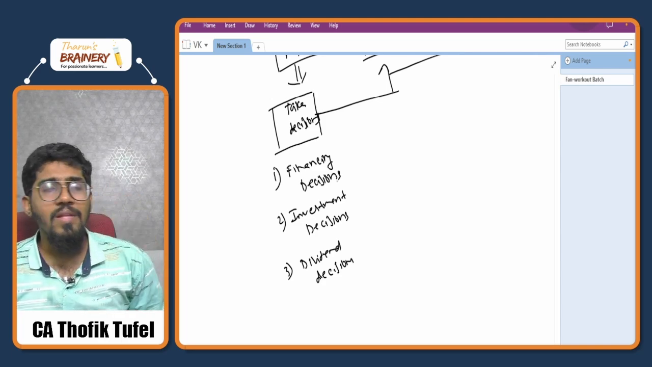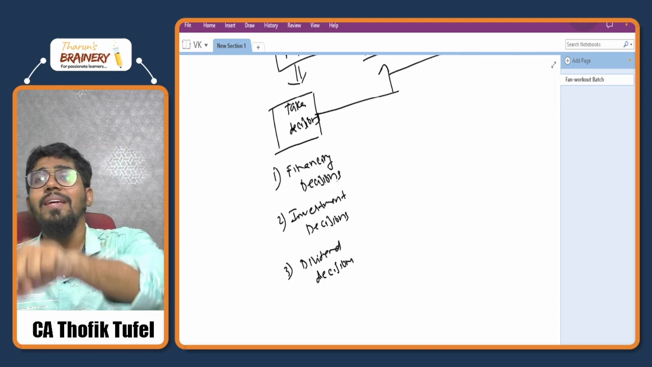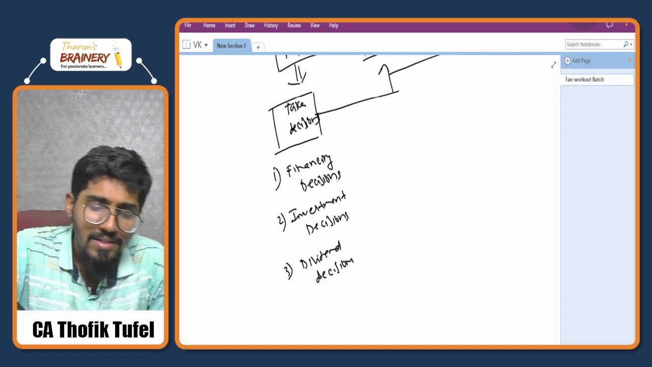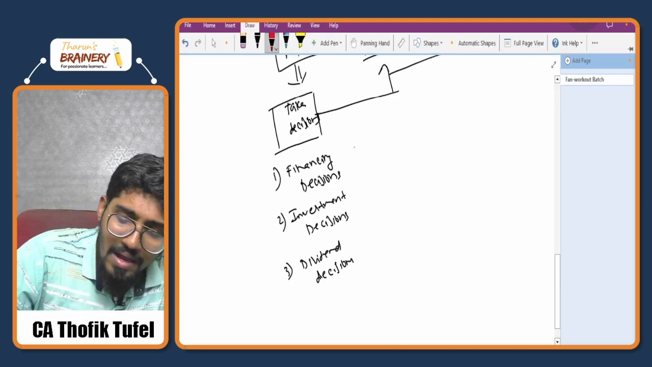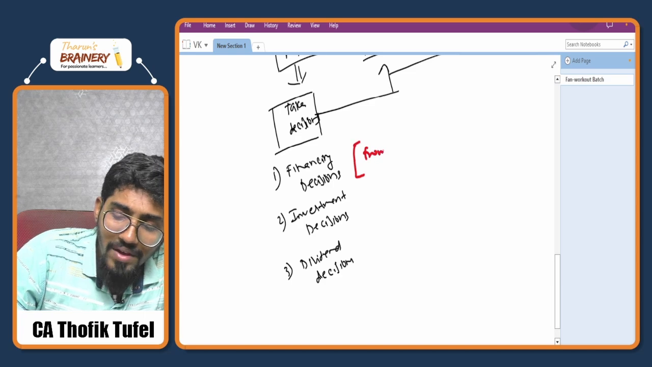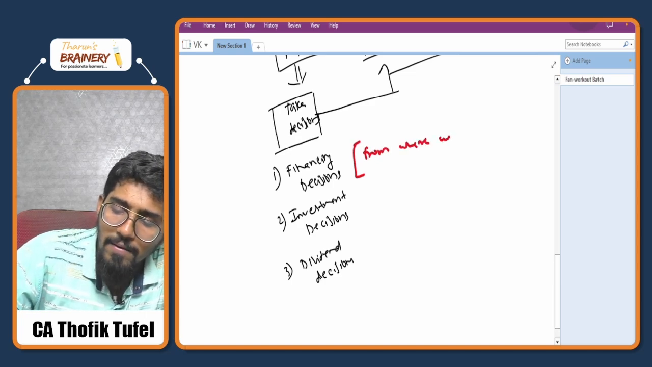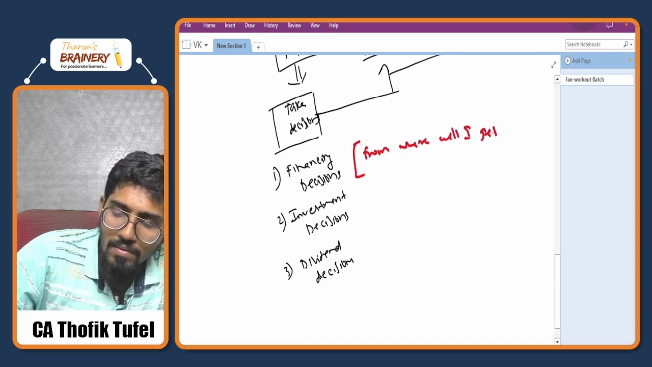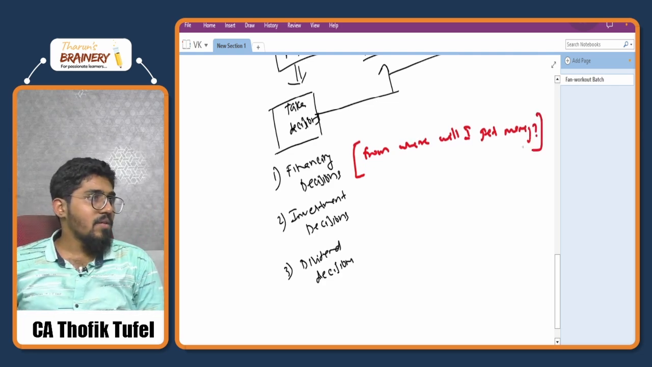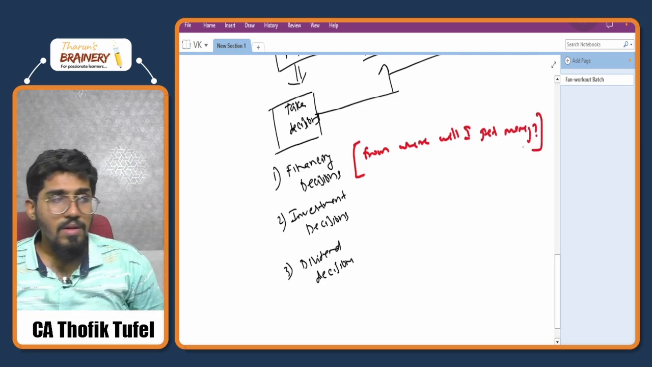The first question it answers is: from where will I get the money? That is what is called financing decisions. So this answers the question of from where will I get the money.